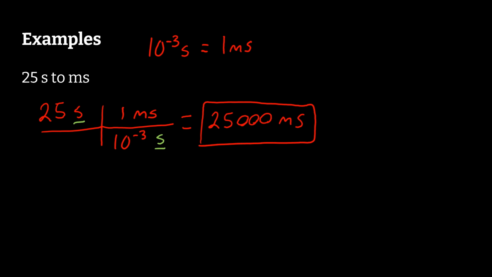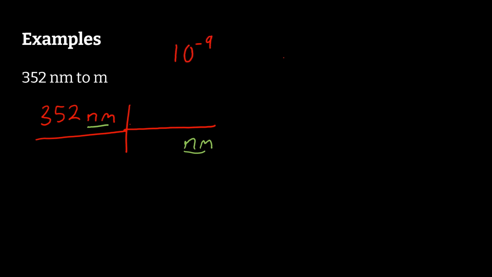Let's take a look at the next example. We have 352 nanometers and we want to convert it to meters. Starting off with our 352 nanometers. Same idea applies with our dimensional analysis, nanometers on top, so we have nanometers on the diagonal. Now, if we take a look at our chart, nano is going to be 10 to the negative ninth. Now, remembering that 10 to the negative ninth is the power of, and in this case, it is a meter. So 10 to the negative ninth meters is equal to 1 nanometer.